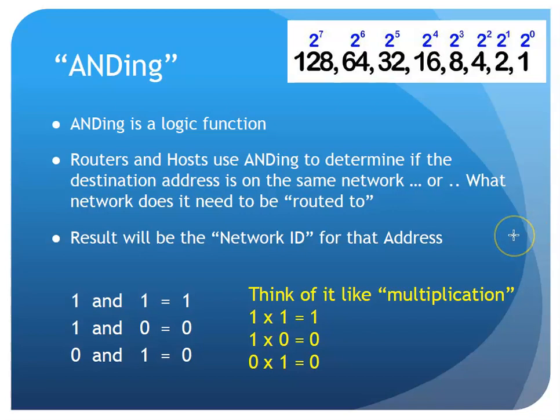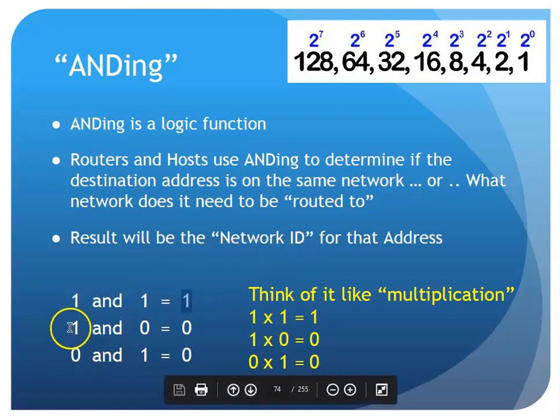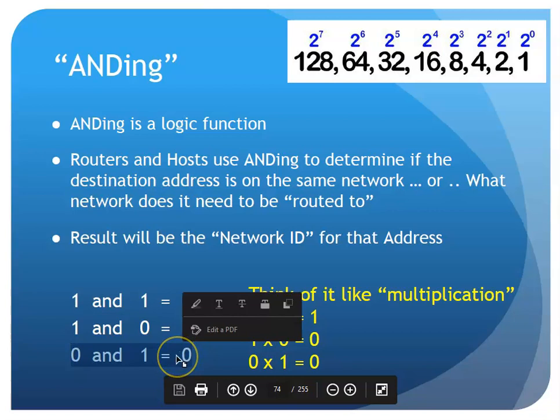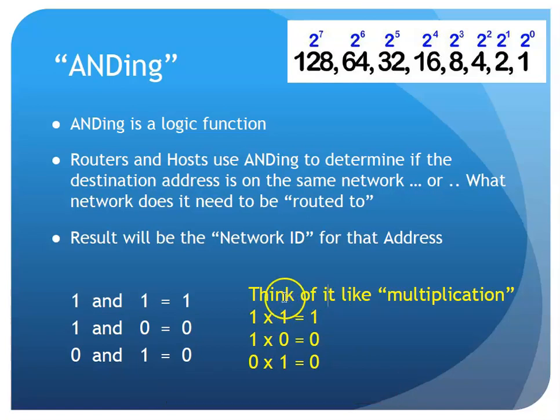Now, ANDing is a logic function from literally from electronic integrated circuit logic gates, if you will. What actually happens is this: the binary bits are ANDed together, and the logic function is when you have a 1 and a 1, when you AND them together, the result is a 1. Anything else, any other combination, 1 and a 0 makes a 0, 0 and a 1 makes a 0. 0 and 0 is going to make a 0. So I always say think of it like, it's not really, but think of it like multiplication. That's an easy way to get the result. 1 times 1 equals 1. Anything else is going to be a 0.